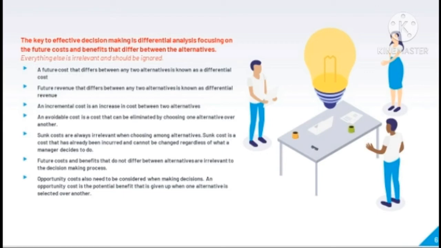Differential costs are also referred to as relevant cost or avoidable cost. The key to successful decision making is to focus on relevant costs and benefits as well as opportunity costs while ignoring everything else, including sunk costs and future costs and benefits that do not differ between the alternatives.